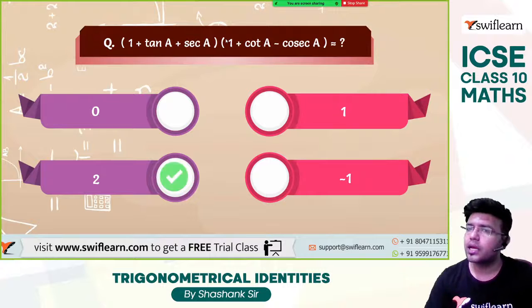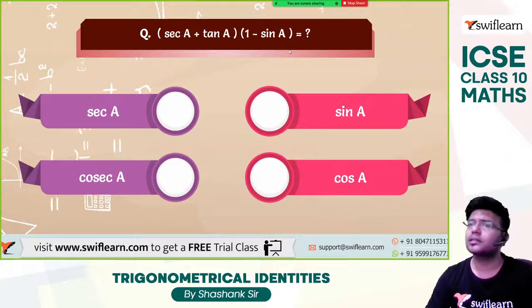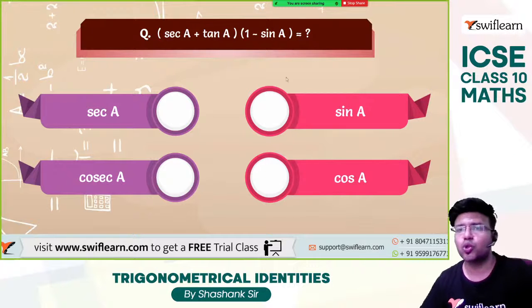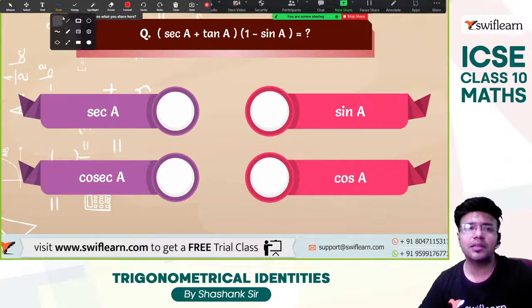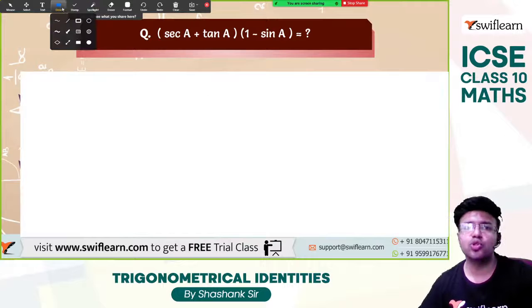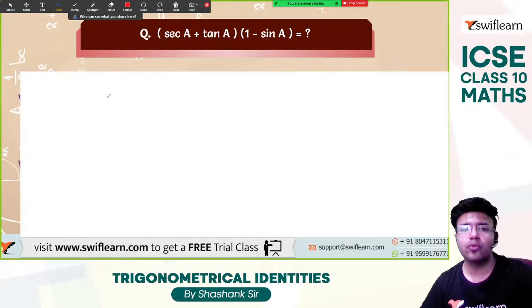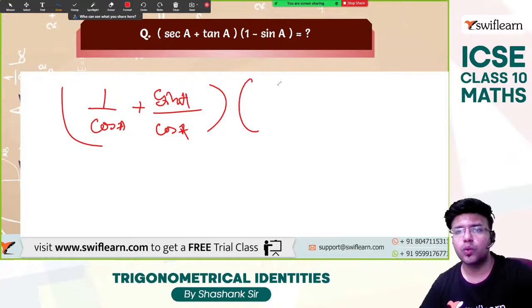2 is the answer. Sec A plus tan A into 1 minus sin A. How to solve this? Okay, so simplify this in sin cos. That is the easier approach to do this, and see what will be left. 1 by cos A plus sin A divided by cos A into 1 minus sin A.